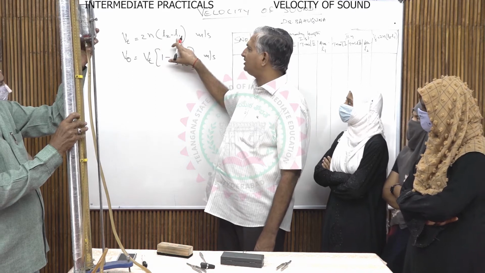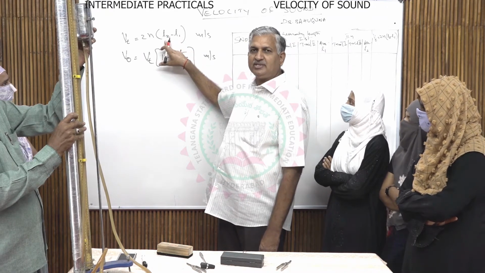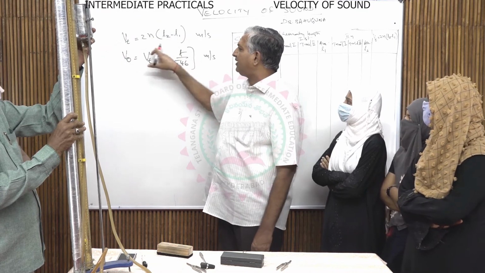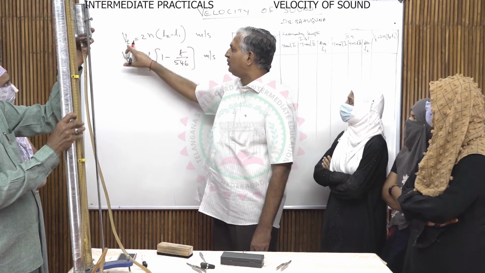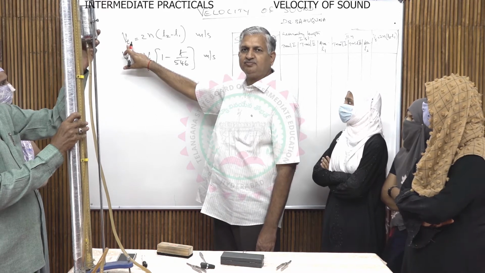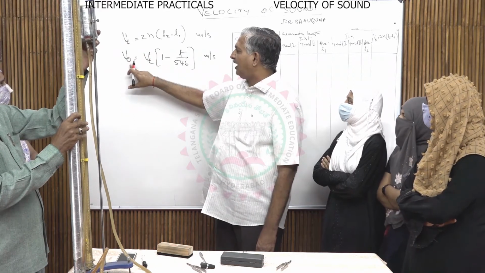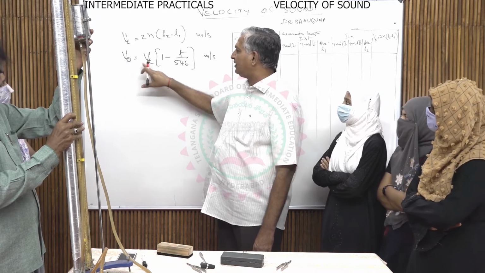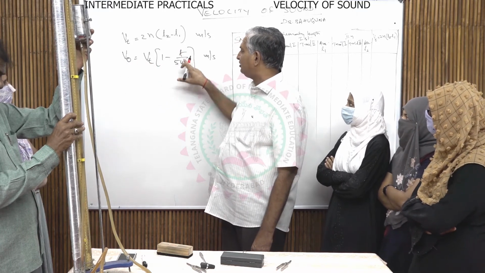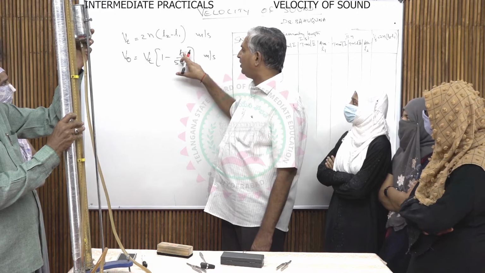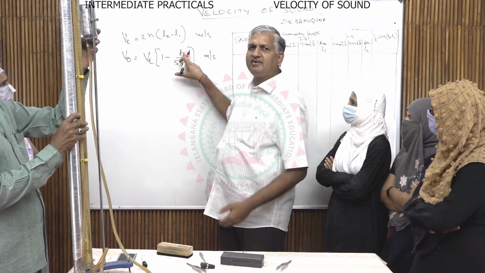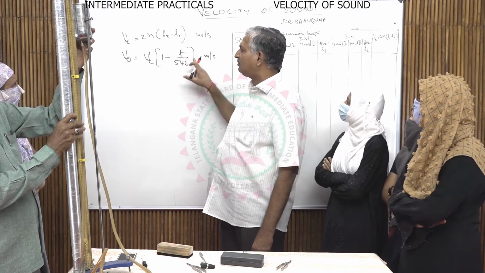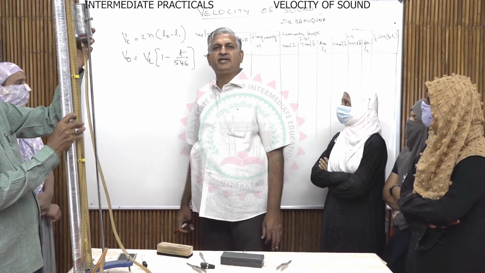So L1 is the first resonating length, L2 is the second resonating length, n is the frequency. Using this formula, we can calculate velocity of sound at room temperature, that is Vt. From this formula, I can calculate velocity of sound at 0 degrees centigrade. V0 is equal to Vt into 1 minus t by 546, where small t is the room temperature, around 27 degrees centigrade. Using this formula, we can calculate velocity of sound at 0 degrees centigrade.